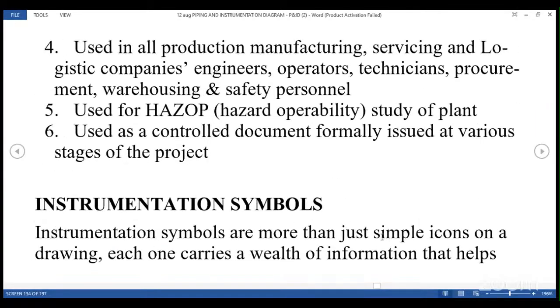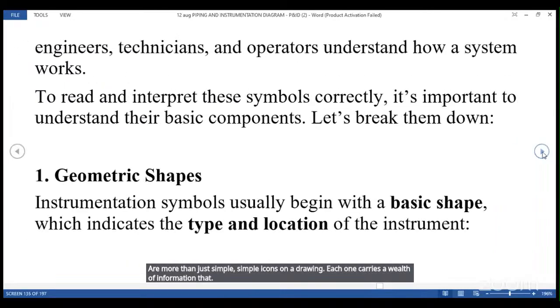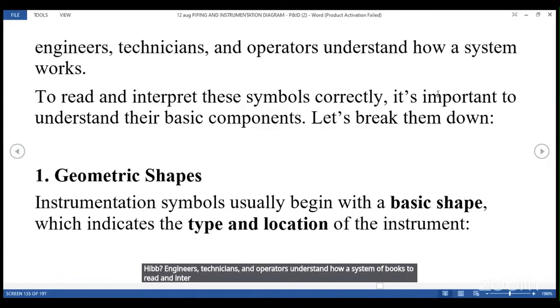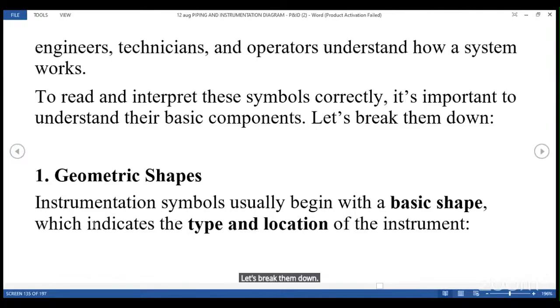Instrumentation symbols are more than just simple icons on a drawing. Each one carries a wealth of information that helps engineers, technicians, and operators understand how a system works. To read and interpret these symbols correctly, it is important to understand their basic components. Let's break them down. Geometric shape.